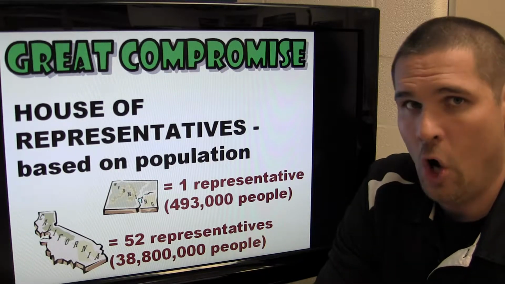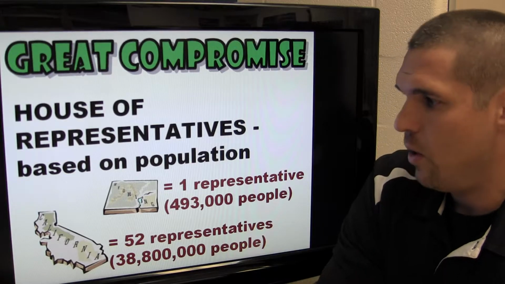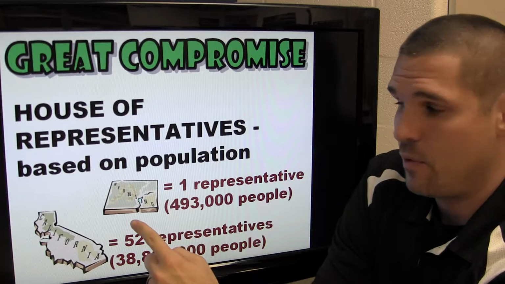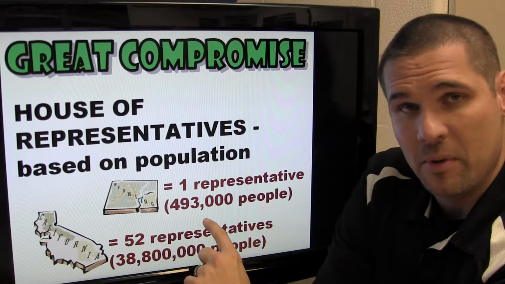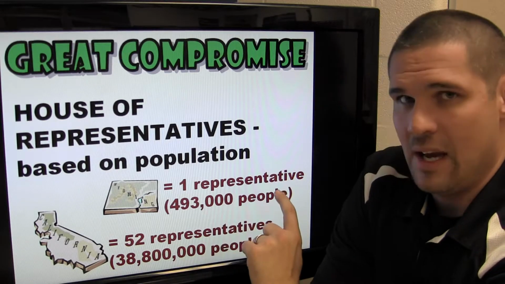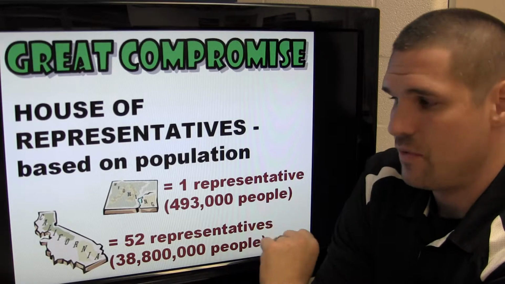Now the lower house is called the House of Representatives. This was going to be based on population. Now, Wyoming is a pretty big state, for example. However, they only have about 500,000 people living in Wyoming. They're only going to get 1 representative in the House of Representatives.